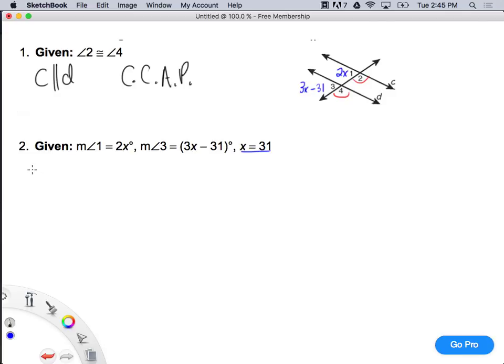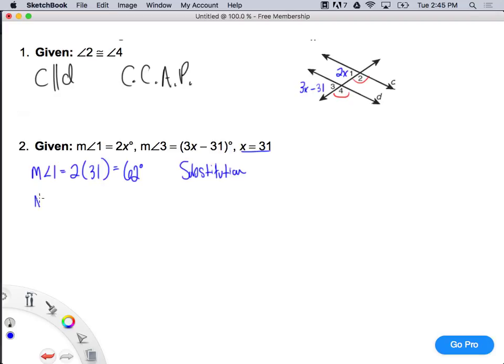So what's your first step? The measure of angle 1 equals 2 times 31, which equals what? What's 2 times 31, class? 62. Okay, and what's the reason? What did I just do? How did I get the 31 in there for x? Substitution.